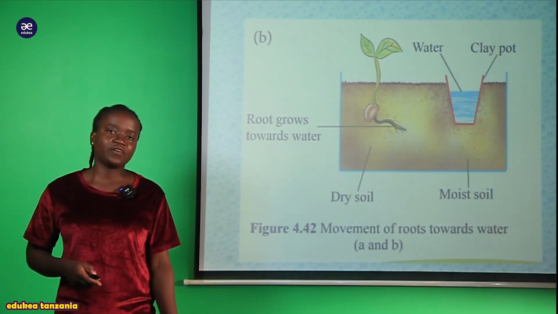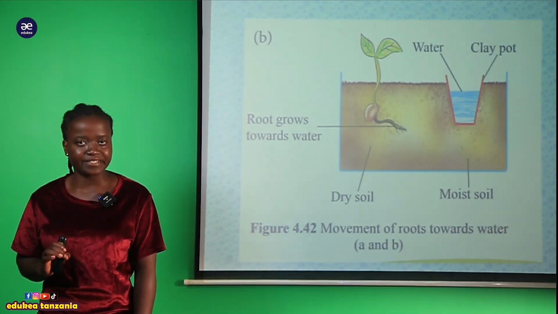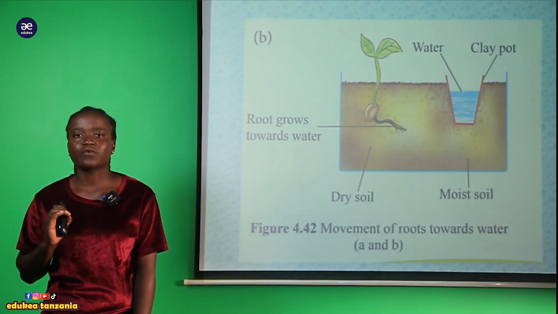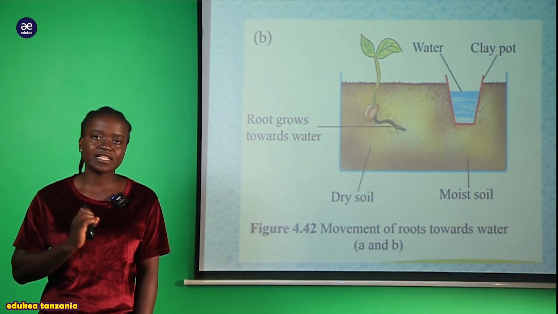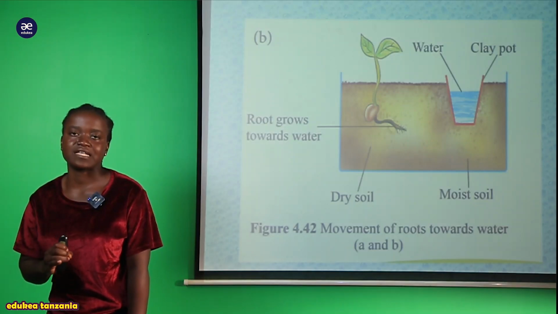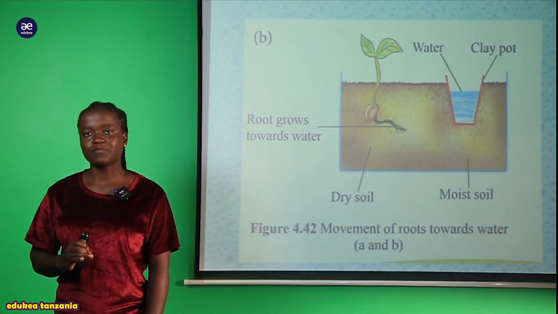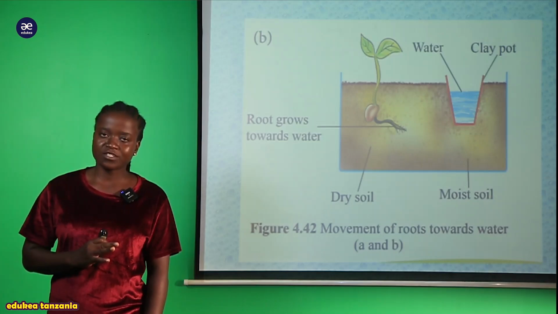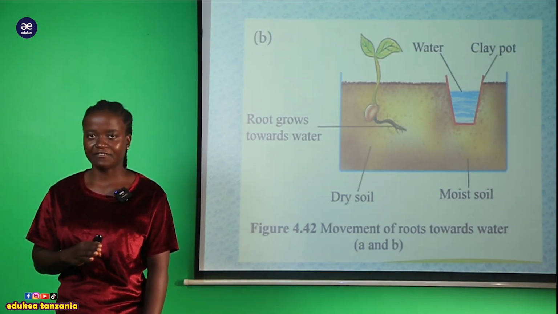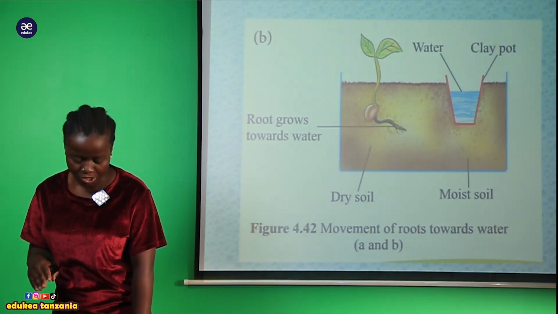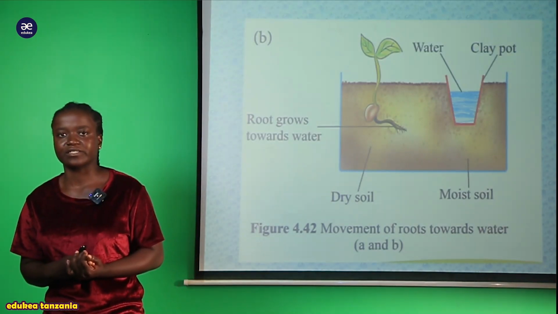So we have already covered the three kinds of growth and movement that the plant exhibits. We have seen the first kind, that is nastic movement, the second one, it is called elastic movement, and the last one, it is called tropism, and we have already covered it. So now, my students, I'd like to take you through another very important thing.